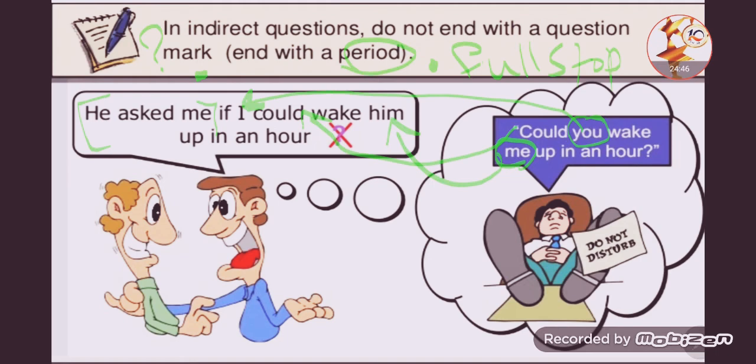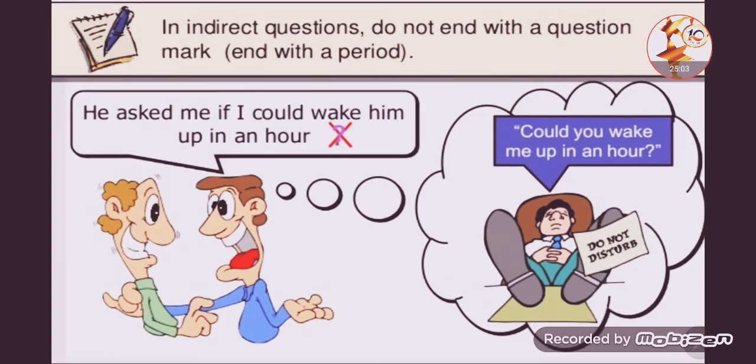ورح أعطيكم examples أكتر على هذا الحكي. لكن اللي بدي إياكم تفهموه من these two examples that whenever we have an auxiliary verb we just omit it. Whenever we have a question mark we omit it and change it into what? And change it into a full stop or a period.